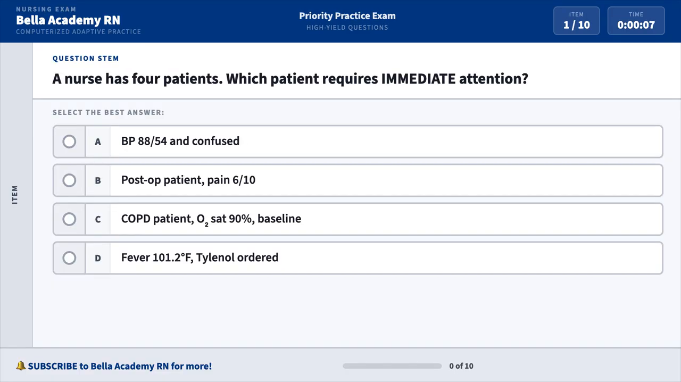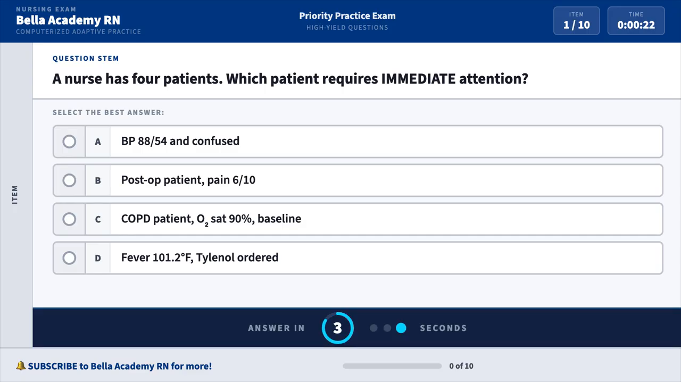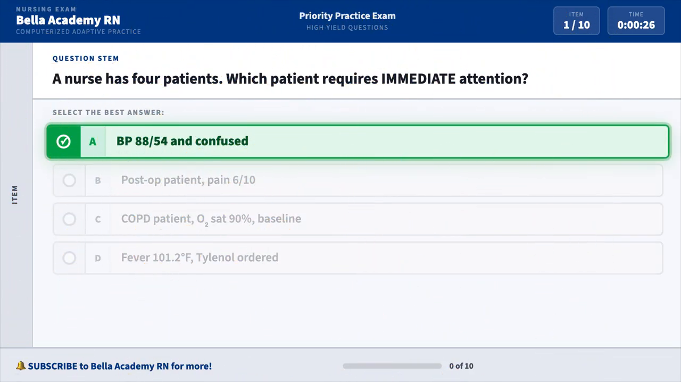Which patient requires immediate attention? BP 88 over 54 and confused. Post-op patient with pain, 6 out of 10. COPD patient, oxygen sat 90% at baseline. Fever of 101 with Tylenol ordered. A. BP 88 over 54 with confusion. Hypotension plus altered mental status means circulation is failing. This is always your priority.